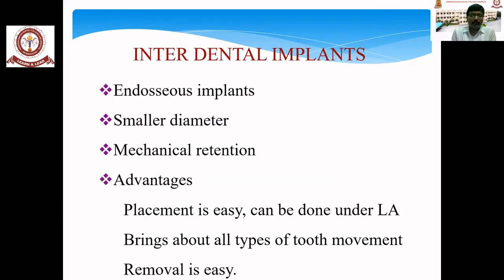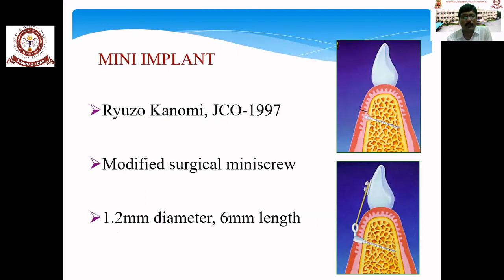Later on, they started using interdental implants. These are like endosseous implants, which are smaller in diameter and have mechanical retention. The advantage of the interdental implant is that placement is very easy. It can be done under local anesthesia and it can bring about all types of tooth movement. The removal is easy with interdental implants. These interdental implants can be a mini implant or a micro implant. The terminology is different, but the appliance is almost the same.